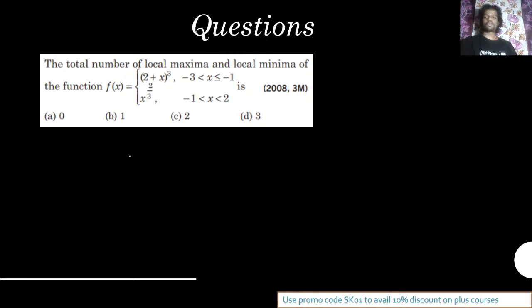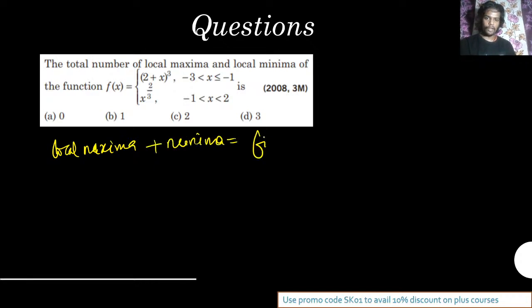Okay, so let's solve it. So the question is the total number of local maxima and minima. So basically you have to calculate local maxima plus minima, and you have to report the final number.